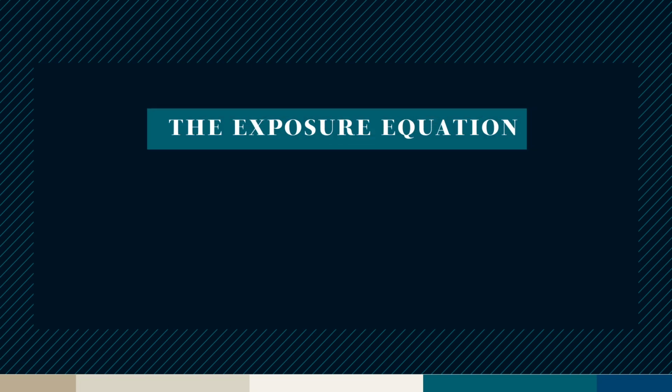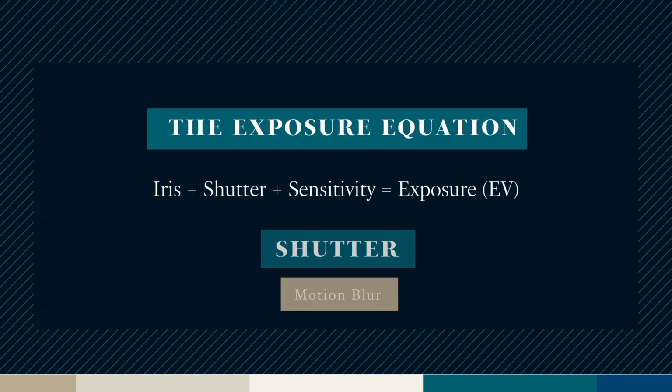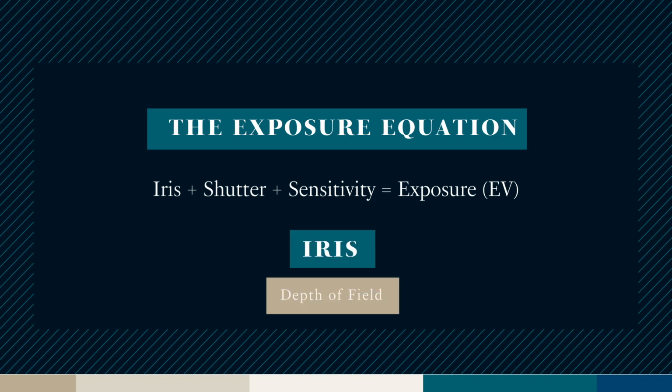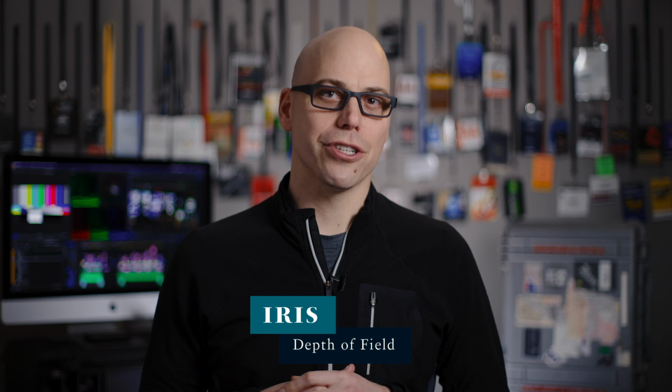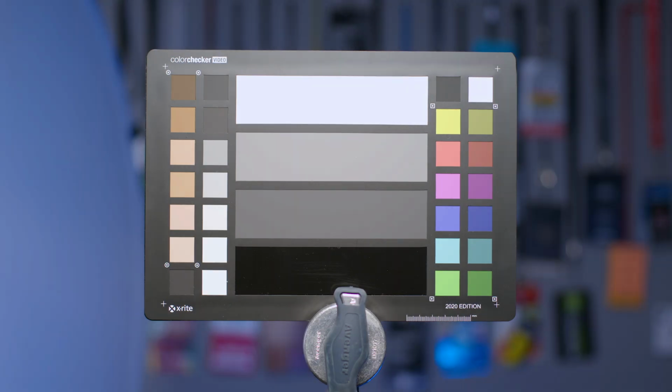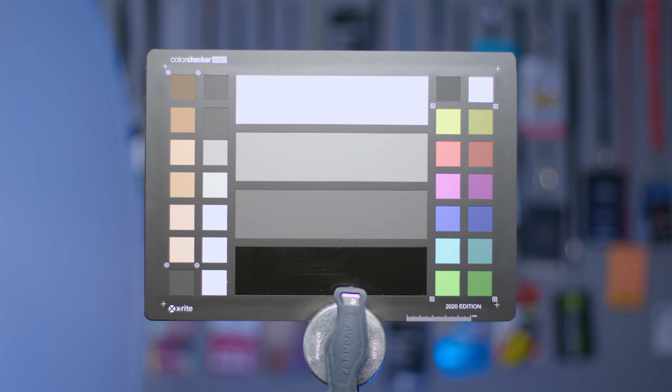Finally, let's go back to the equation and talk about iris. Changing shutter impacts motion blur. Changing ISO impacts noise. Changing iris impacts depth of field. If you're trying to get as much separation of your subject as possible from the background, you'll want to keep your iris as open as possible to create a shallow depth of field. And this lets a lot of light into the camera.